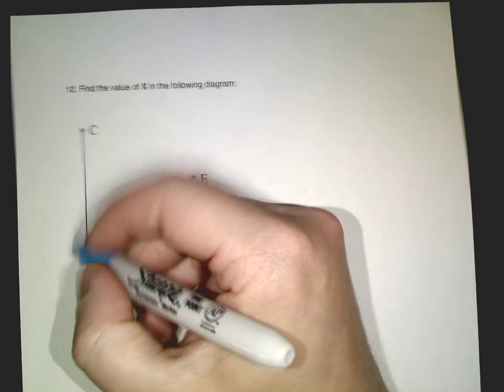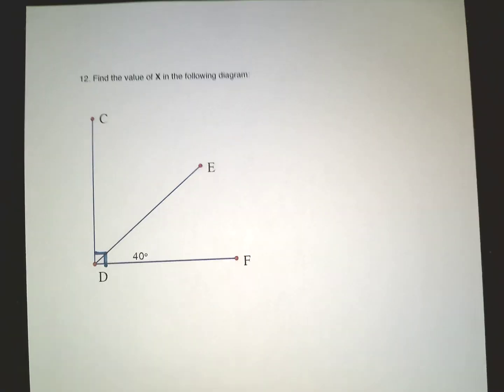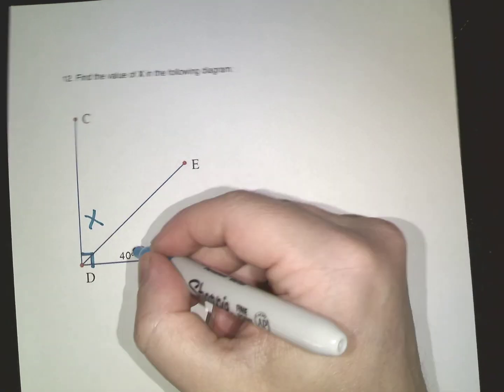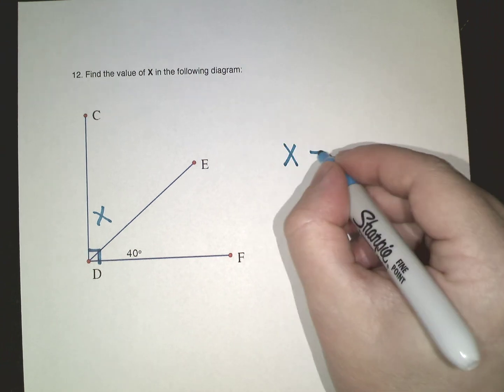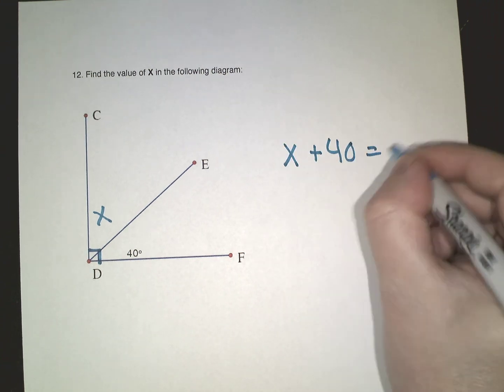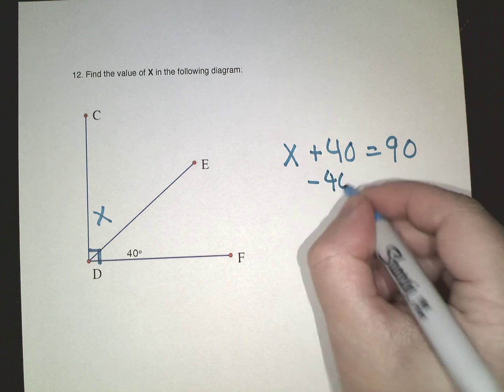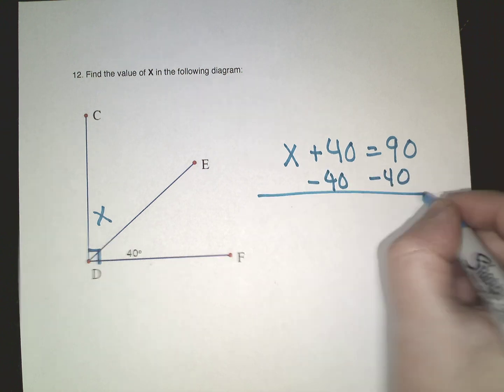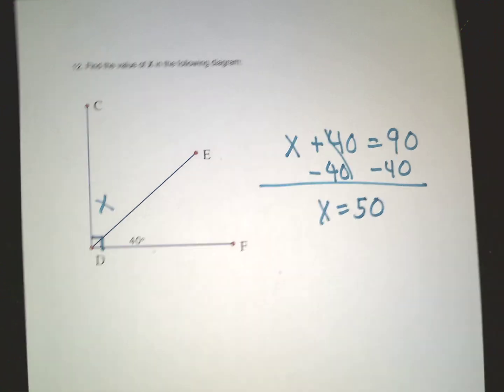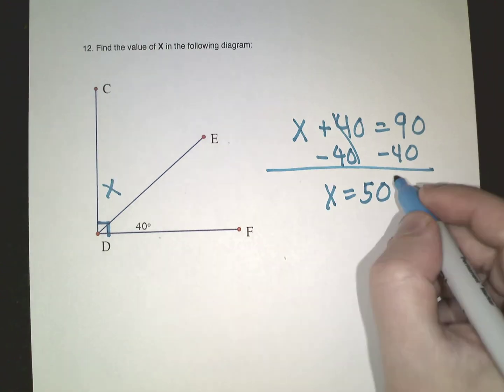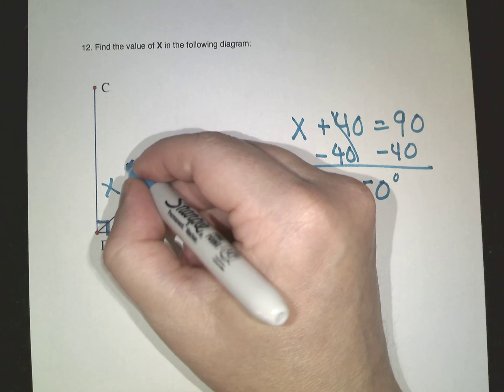One last question. Now you got here, this is 90 degrees because you see this little box here. So I know x plus this equals 90 degrees. So x plus 40 must equal 90. So I subtract 40 from both sides. 90 minus 40 is 50. I will still check it on my calculator if I was doing this for real. 50 degrees, so this is 50 degrees.